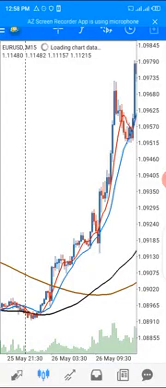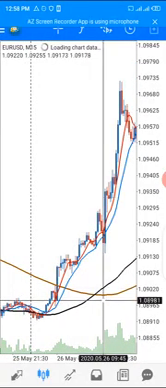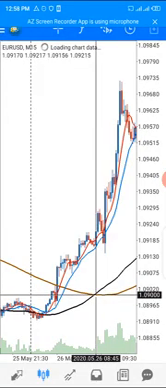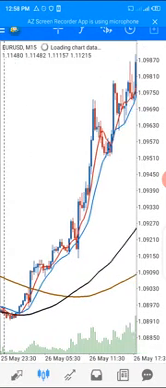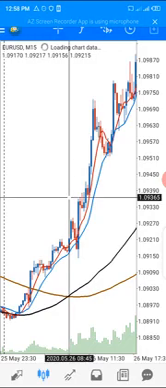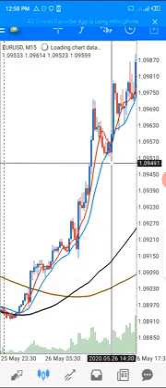Yes, so this is what I'm talking about. Where the 200 and 89 forms a golden cross, and then the moving averages bend towards the direction of the trend, upwards or downwards. It tells you the trend. So in this case, you can see the golden cross was formed and the moving averages were pointing upwards, telling us it's a buy trend.